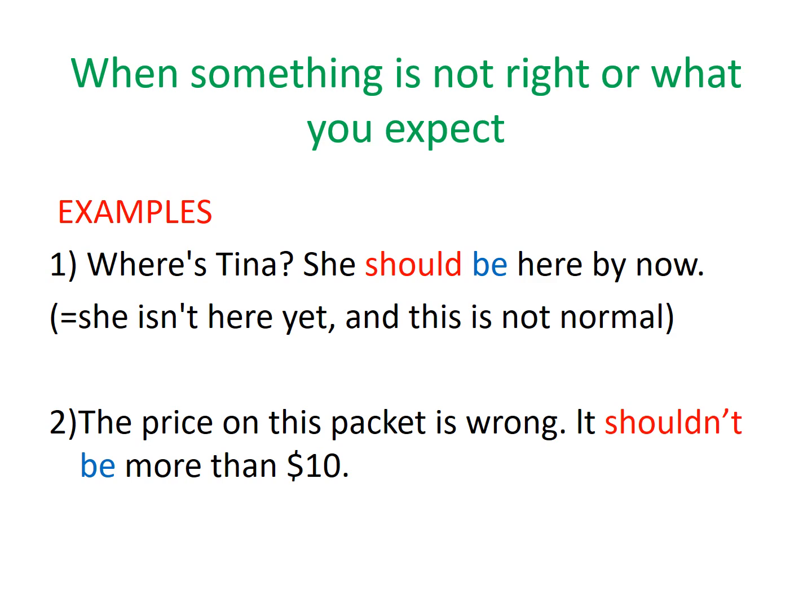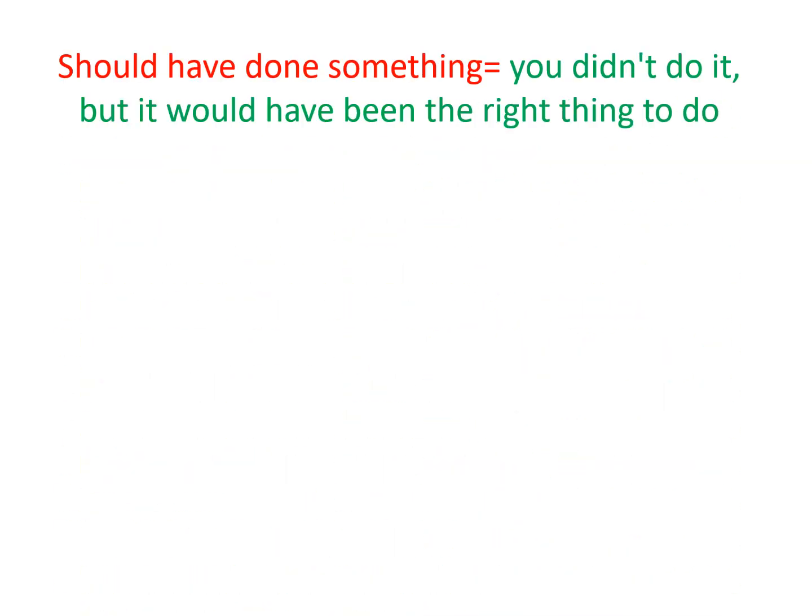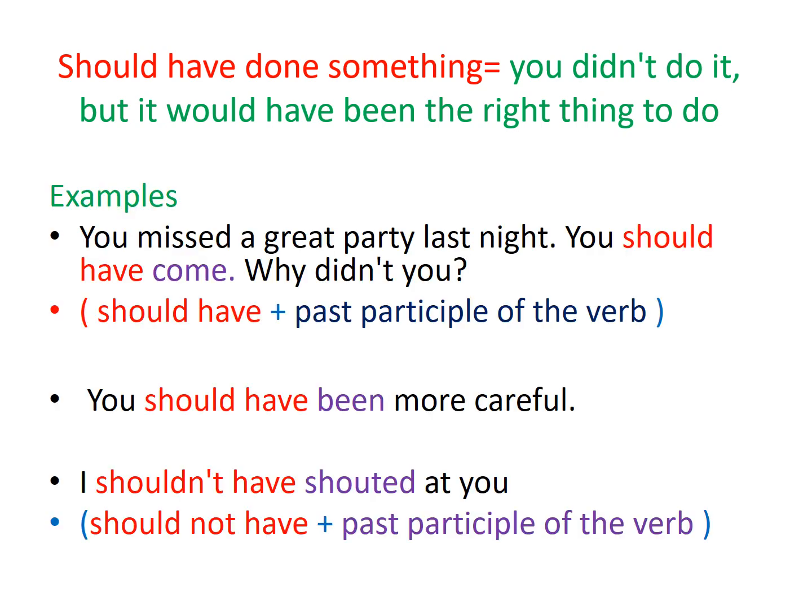Now let's see should have done something. You didn't do it, but it would have been the right thing to do. So it's usually used when you want to talk about something in the past. Basically, something that you were supposed to do but didn't do. It could be a mistake you made and you really regret it now. So let's see the examples.